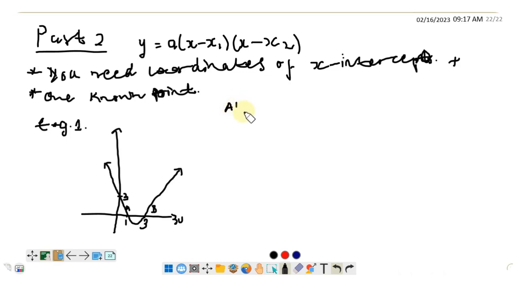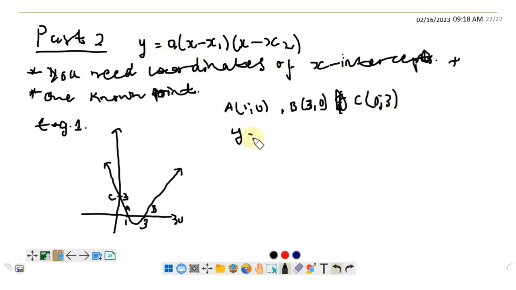So the coordinate of A is 1 and 0, B is 3 and 0, and for this one, C is 0 and 3. So let us now solve.